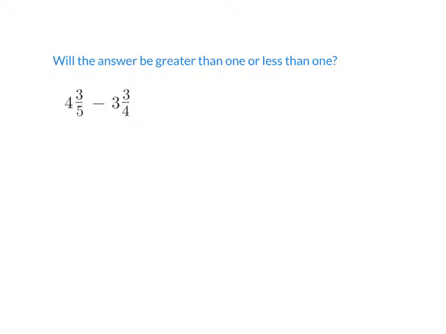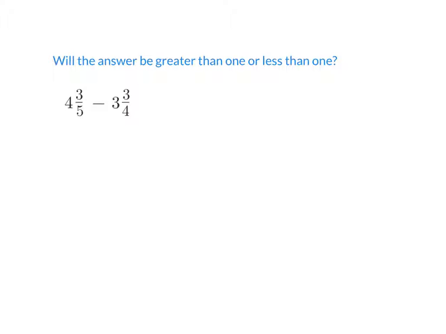Pretend there was no fractions. If it was just 4 minus 3, that would be 1, right? Okay. Now, what if there was no whole number? If I have 3/5 minus 3/4, which one's bigger? 3/5 or 3/4? 3/4. So if I'm taking something smaller and taking away something bigger, is it going to be more than 0 or less than 0? It's going to be a negative number, right?